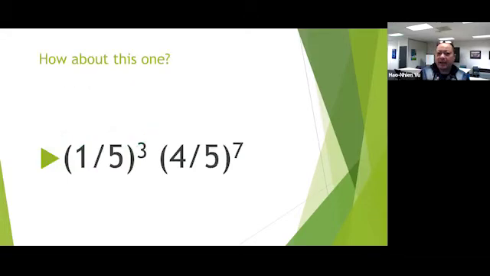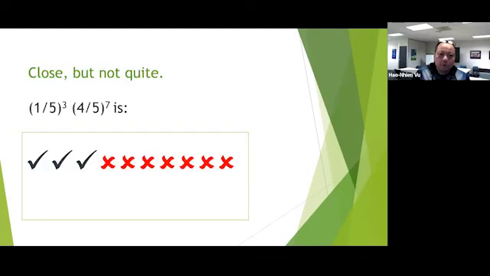You might think, okay, how about this one? 3 correct answers, 7 incorrect answers. That makes it 10 attempts, doesn't it? Good guess. Very close. Not quite. What you're giving me is this. 3 correct answers make the 1/5 to the 3rd, and 7 incorrect answers, that's the 4/5 to the 7th power. 10 trials, 3 correct. Very close, but still incomplete. Do you know why?